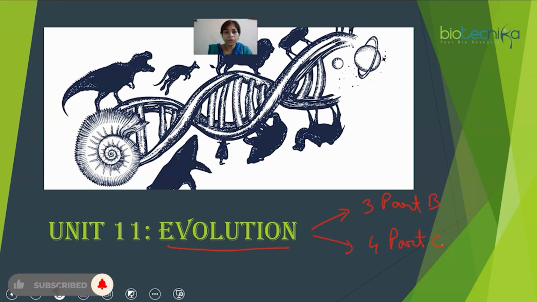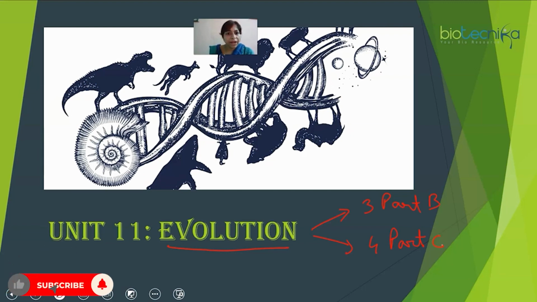Okay, now you all know that there is a thin line between evolution and Unit 9. So there's a topic which is adaptive radiation, can be considered as a part of Unit 9 or in Unit 11 also. So a question from adaptive radiation did come this time, and we are going to discuss it as a part of Unit 11. Okay, so if we consider that, there are 3 part B questions and 4 part C questions in the morning shift that were asked from the topic of Unit 11, evolution and behavior.